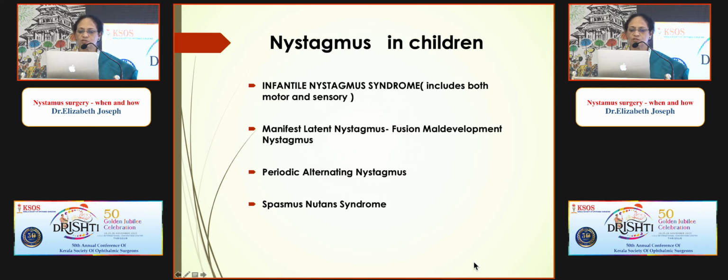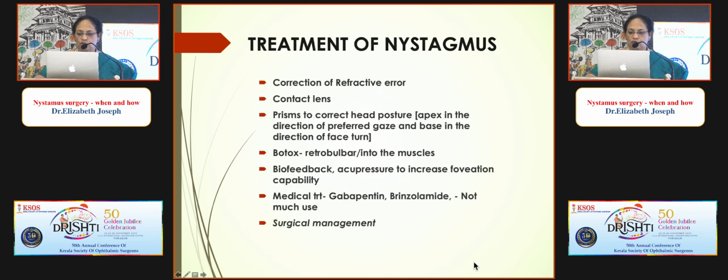The most important of the nystagmus types in children is the infantile nystagmus syndrome, which will include both the motor and the sensory. And then there is the manifest latent nystagmus or fusion maldevelopment nystagmus, which is usually associated with ESO deviations. These two conditions are potentially benign, and you may not need much imaging, but the other two, like periodic alternating nystagmus, spasmus nutans, etc., have to be investigated for neurological problems.